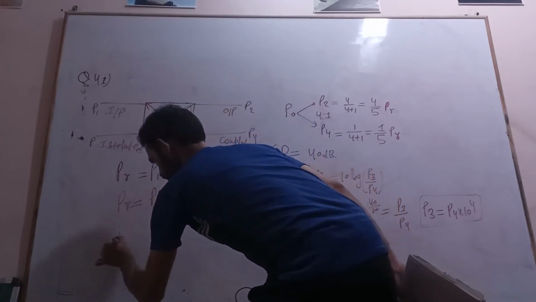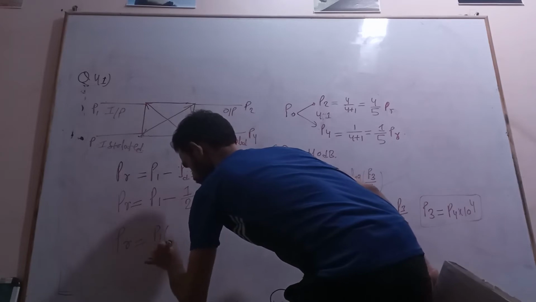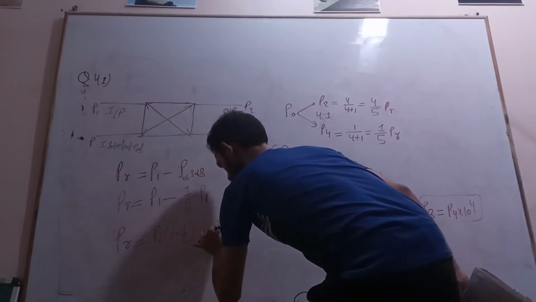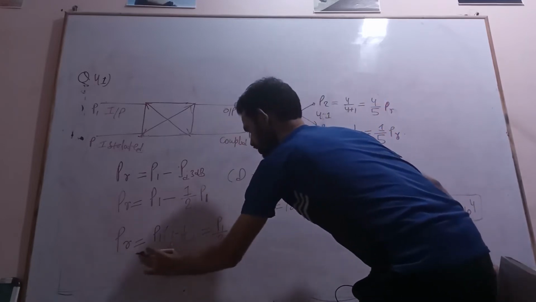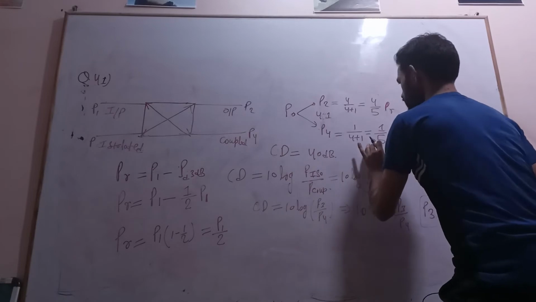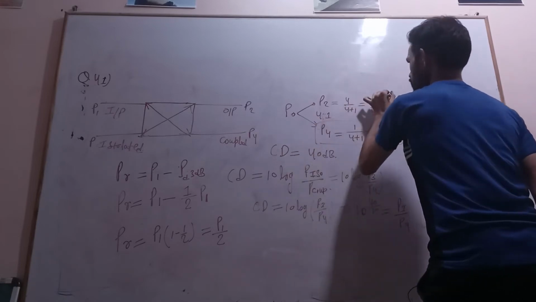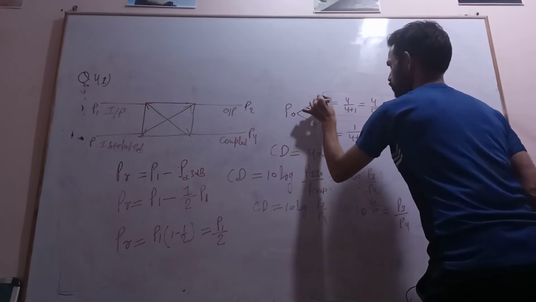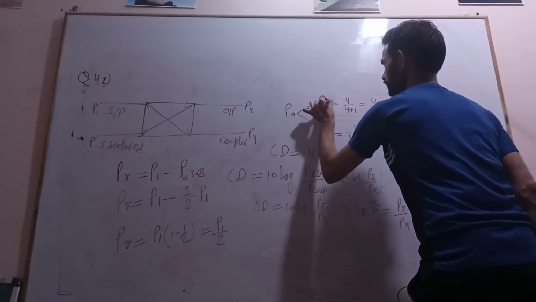So this remaining power PR is equal to P1 times (1 minus 1/2), so the remaining power is P1 by 2. Just put this remaining power in these two equations, and you will get P2 and P1.